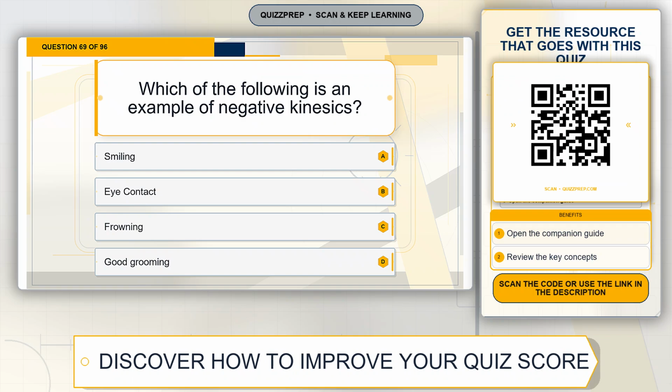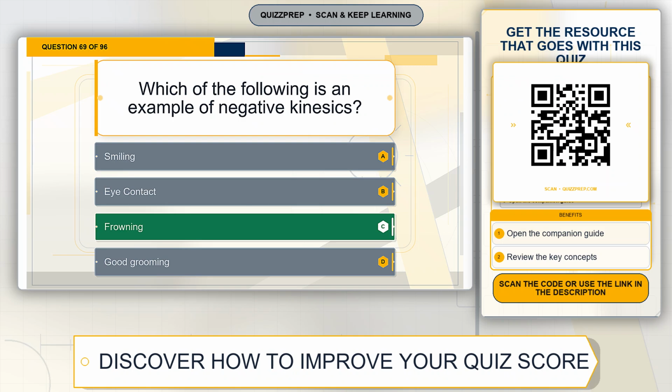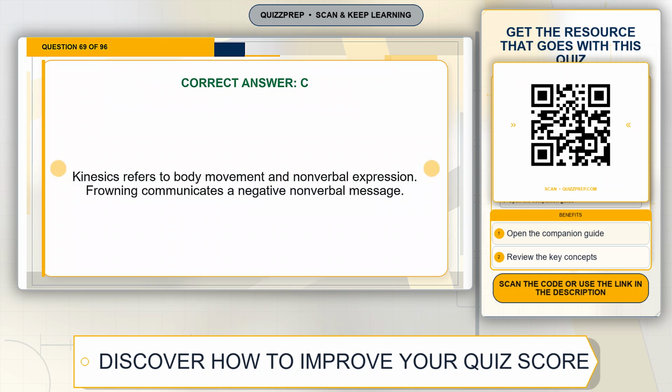Question 69. Which of the following is an example of negative kinesics? Option A, smiling. Option B, eye contact. Option C, frowning. Option D, good grooming. The correct answer is option C, frowning. Explanation. Kinesics refers to body movement and nonverbal expression. Frowning communicates a negative nonverbal message.